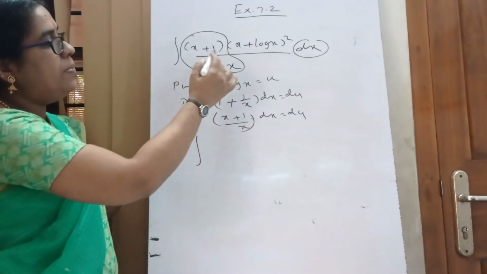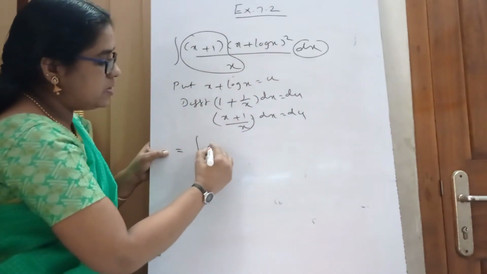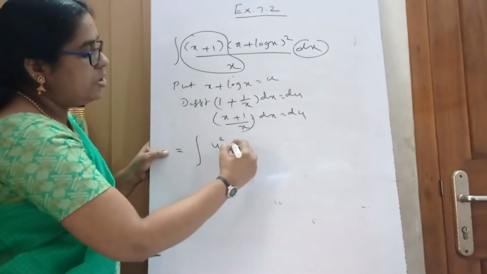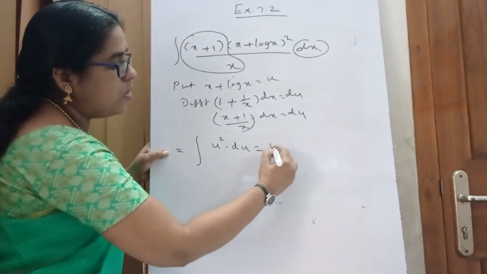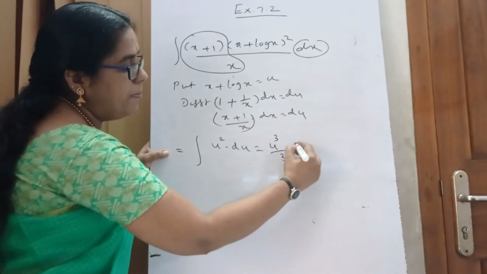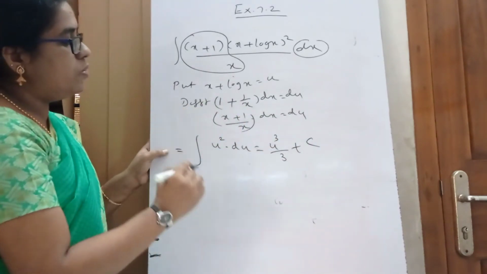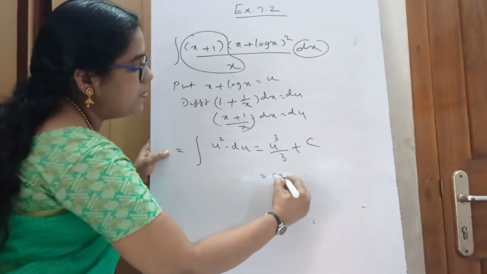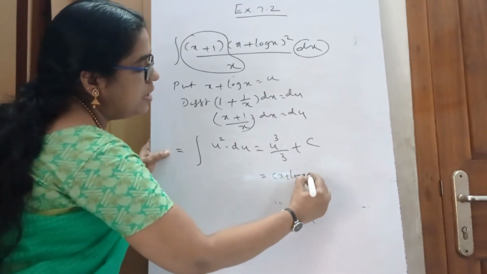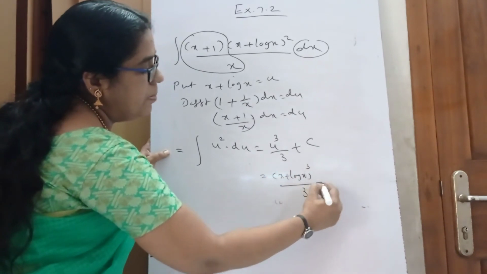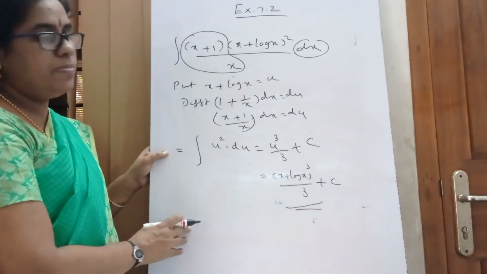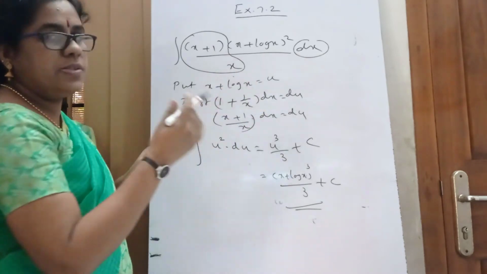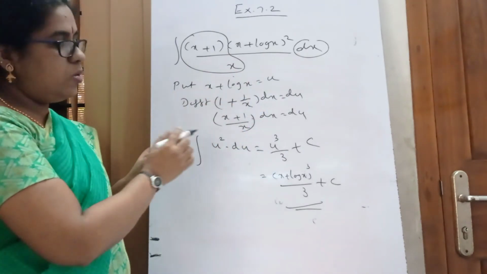Therefore, the function becomes the integral of u square into du. What is the integral of u square? u raised to 3 by 3 plus c. Substituting for u, it is x plus log x the whole cube by 3 plus c. This is the answer. Also a very simple question. Put x plus log x equal to u, same procedure, and you will get this.